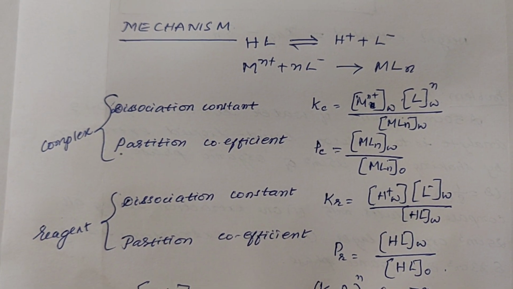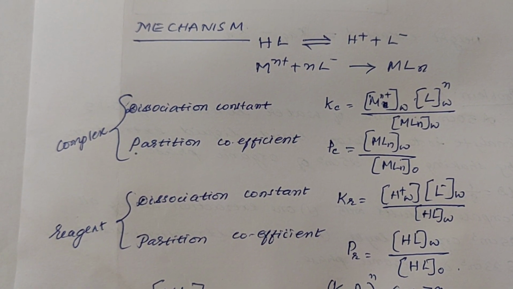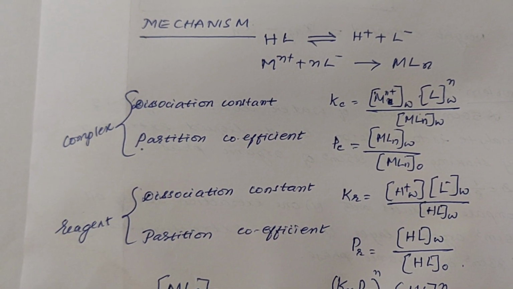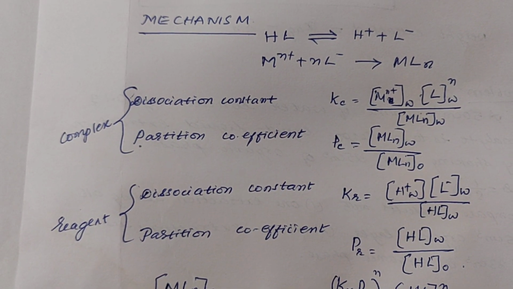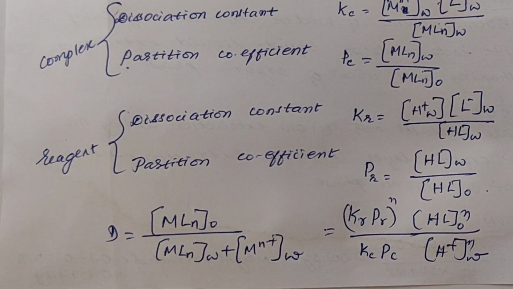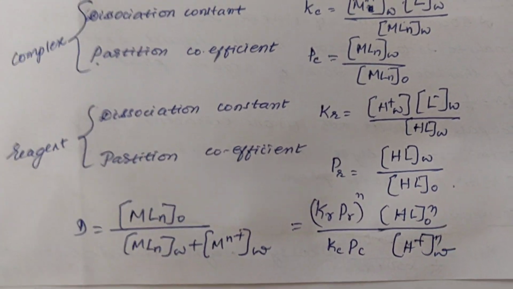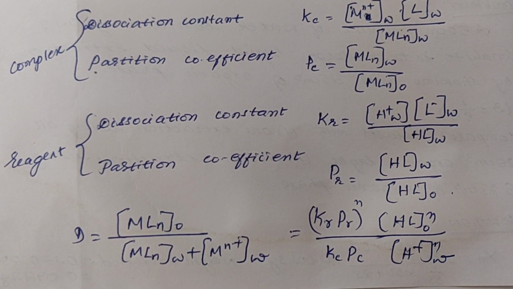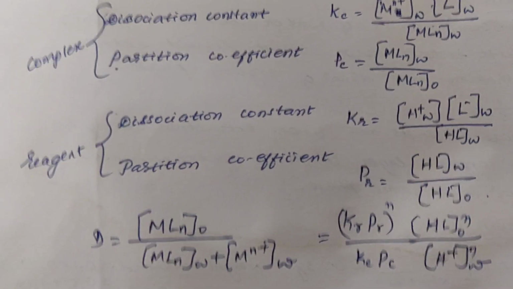So accordingly we have two partition coefficients. Pc is equal to MLn in water divided by MLn in organic. PR for the reagent is equal to HL in water divided by HL in organic. And the dissociation constants are given by Kc and Kr respectively. Now when we substitute these equations for distribution coefficient, we get an equation like this: D equals Kr Pr to the power n into HL organic to the power n, divided by Kc Pc H plus to the power n.